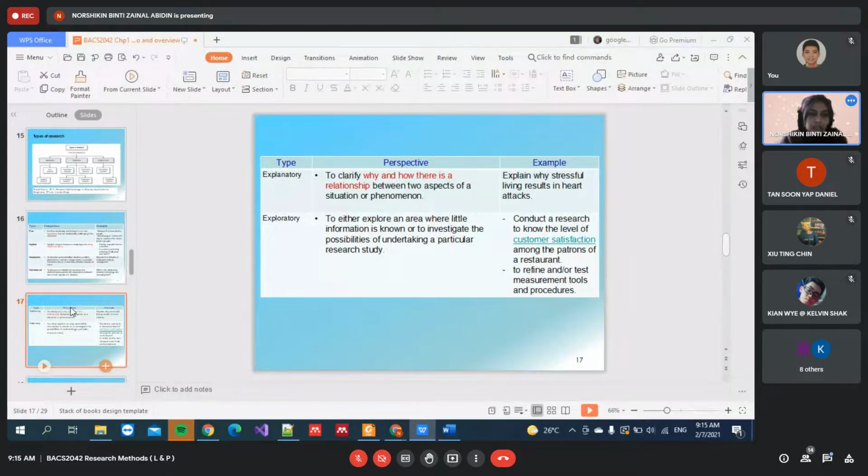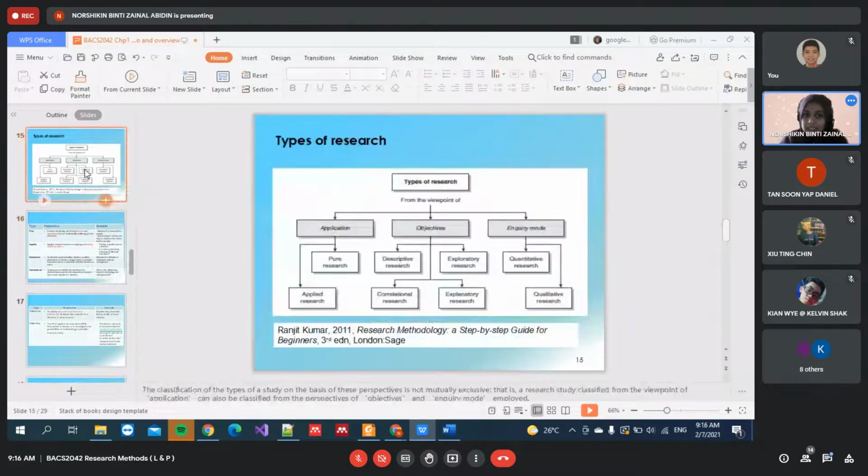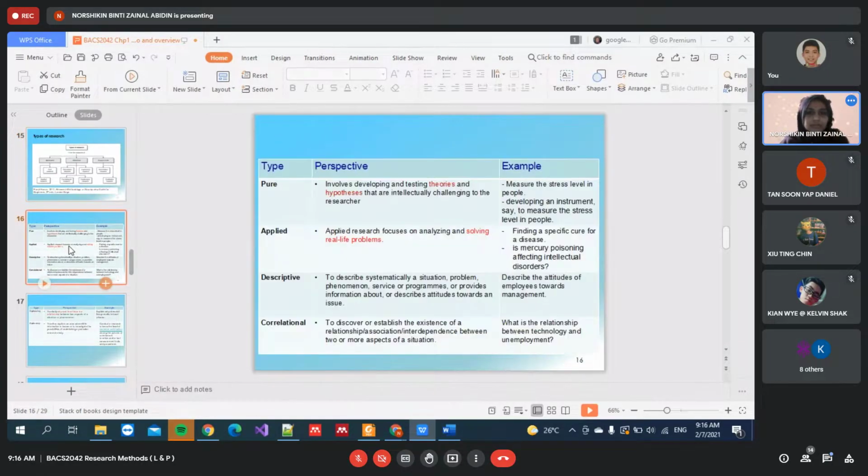I think you need to know because you have a midterm and test. I'm not the one who designed your midterm paper, but I think it's quite important for you to know what the types of research are. For example, maybe in the exam or in the midterm they will give you a paper, a journal or article.